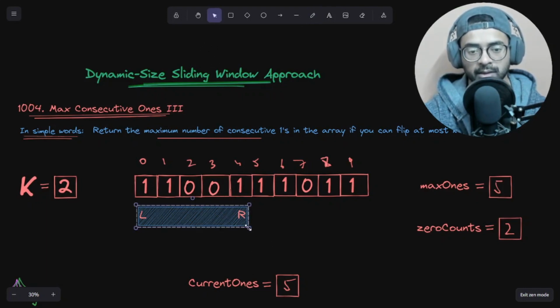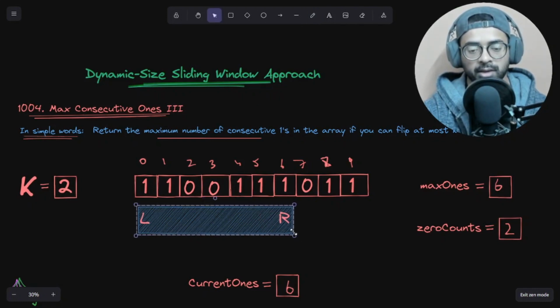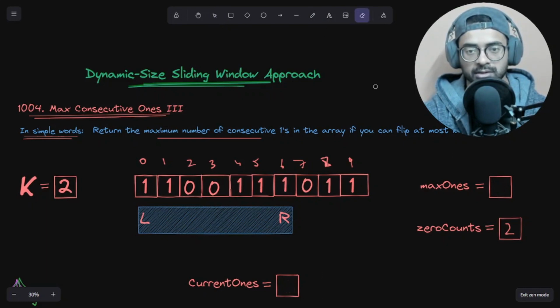Now again right will expand, and right has again encountered 1. So let's update this part. So 6, now current ones is greater than max ones, so update this max with 6. Now right will again move forward, and right has again found 1. So let's update this current ones and this max ones.